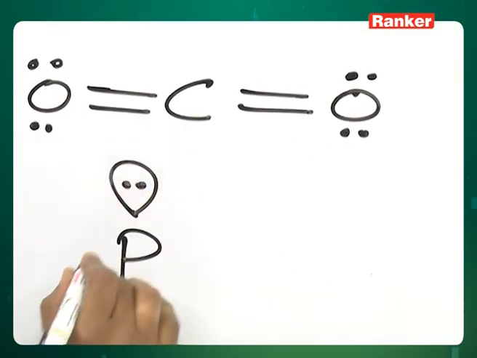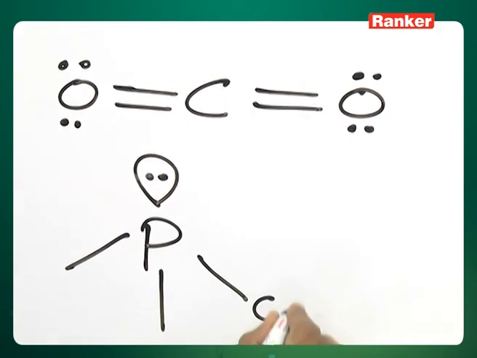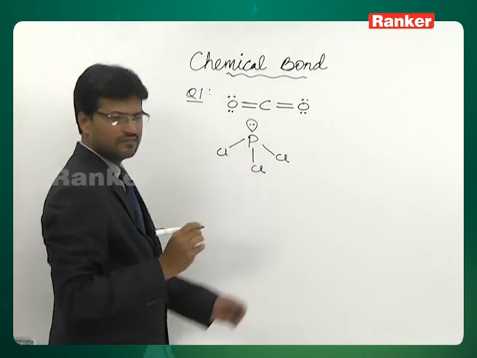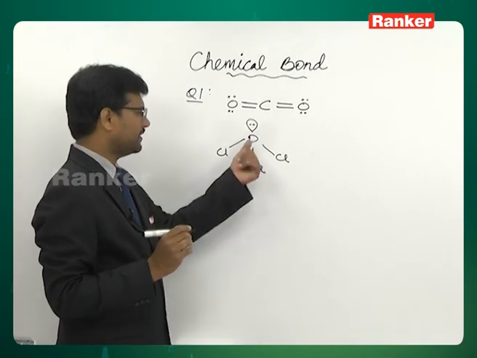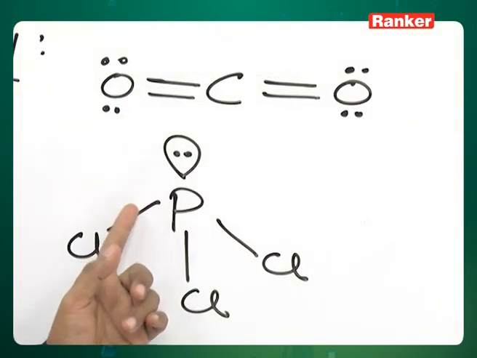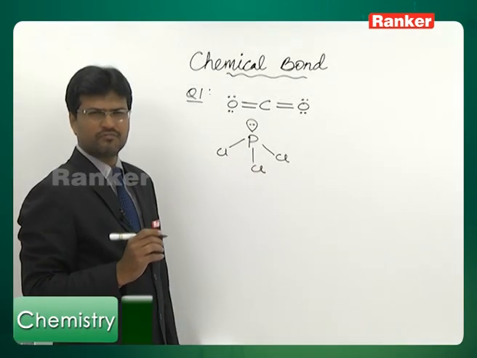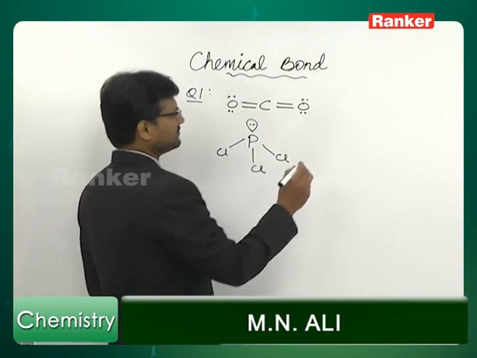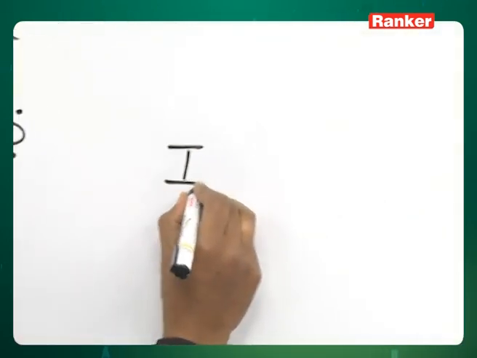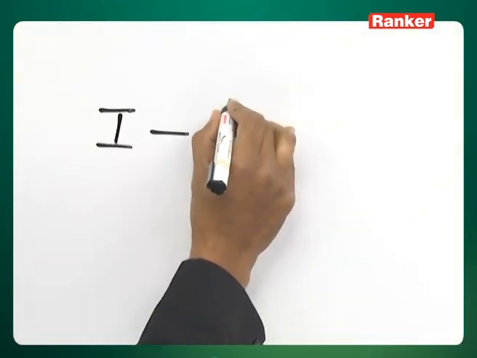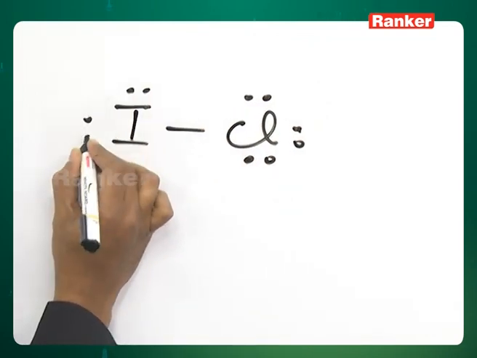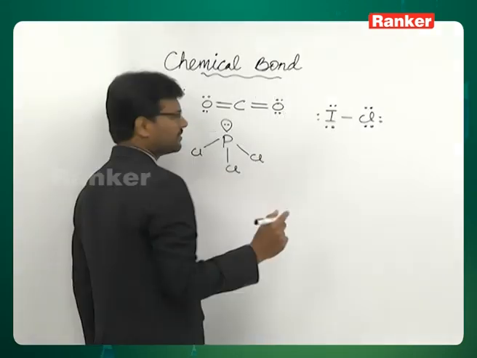PCl3 consists of a lone pair on phosphorus and it has got 3 bond pairs with 3 chlorine atoms. This is also obeying octet rule. 1 lone pair and 3 bond pairs. Total 4 pairs. 4 pairs means 8 electrons. ICl. There is 1 bond pair and 3 lone pairs on each halogen. So this is also obeying octet rule.